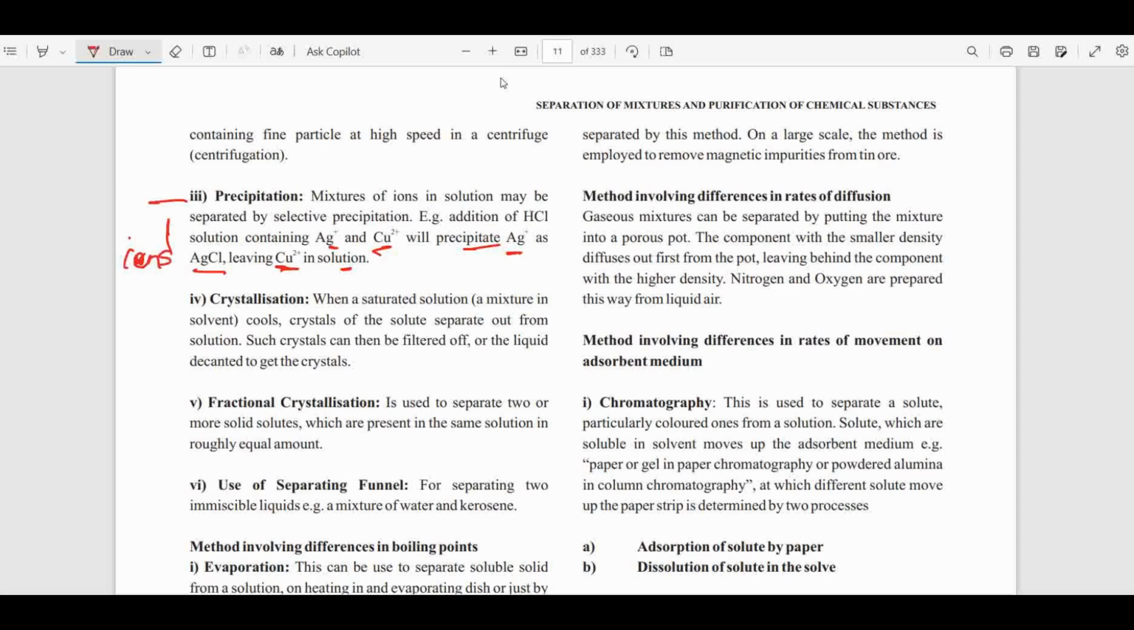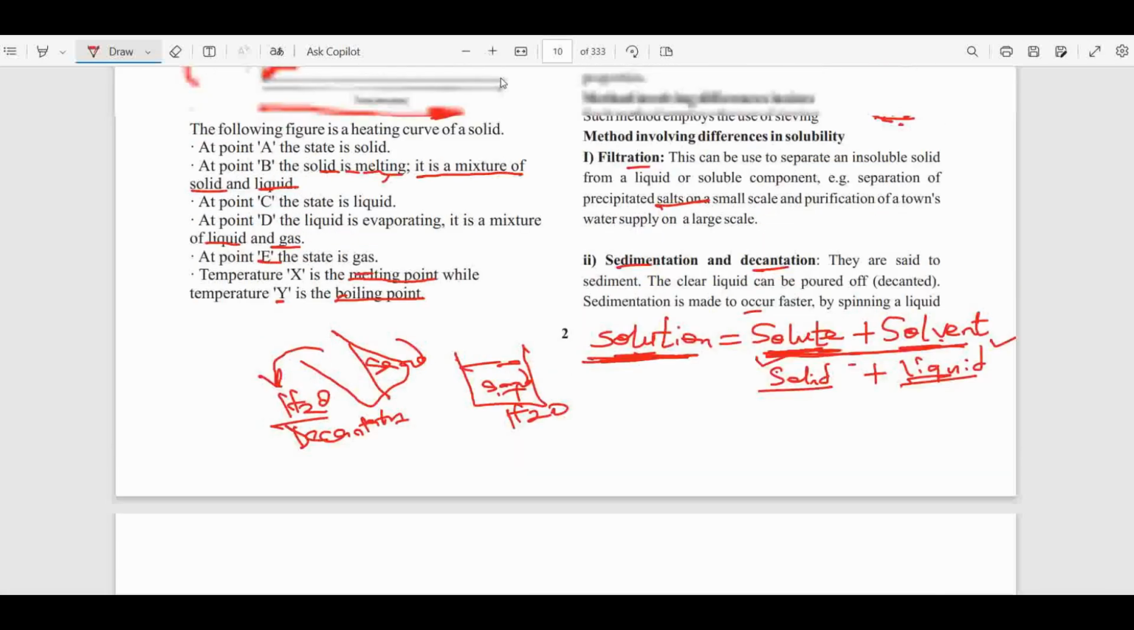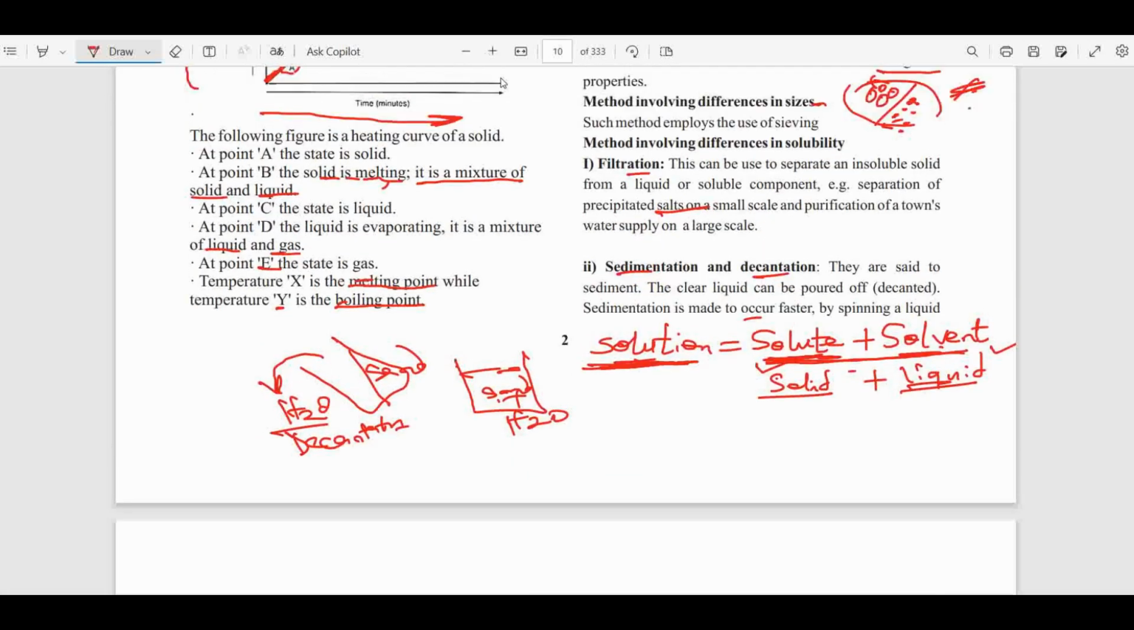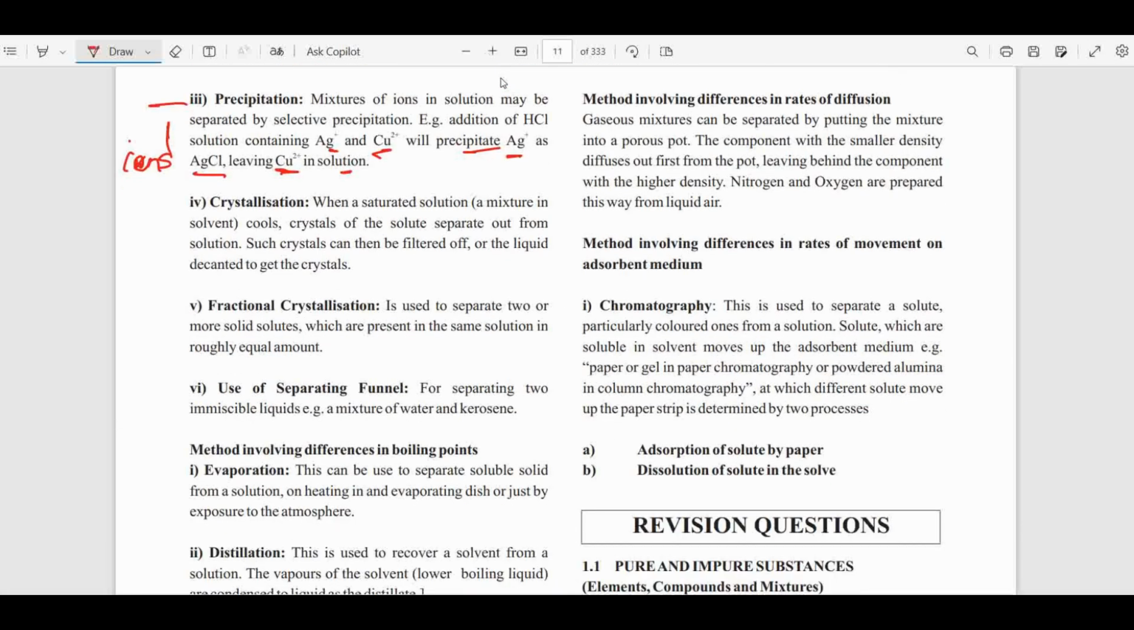Separation of ions. As a result of what property are we using here? Solubility. Let's go back here. We must not forget the method. Solubility. So you have filtration, you have sedimentation and decantation. You also have precipitation based on difference in solubility, but in this case, you're dealing with difference in solubility of ions.